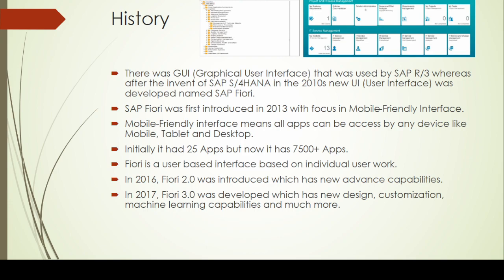It introduced the in-memory database, so a new user experience or new user interface was very much needed at that time. So SAP Fiori was formally introduced in 2013 with a focus on a mobile friendly interface. Mobile friendly interface means all apps can be accessed by any device like mobile, tablet, and desktop. Initially, it had 25 apps, but now it has 7,500 plus apps. Fiori is a user based interface based on individual user work, as we discussed already.